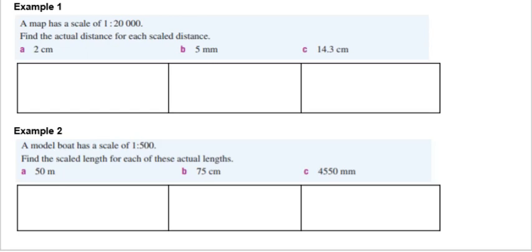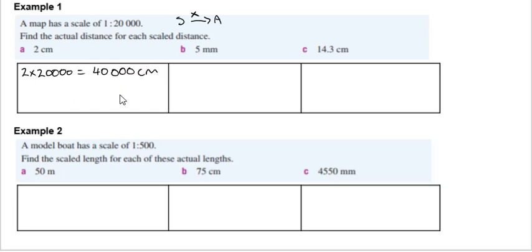Example 1 says a map has a scale of 1 to 20,000. Find the actual distances of each of the scale distances. So we're going from scaled to actual, so we're timesing these ones by the scale factor, or the scale ratio, which is 20,000. So 2 times 20,000 equals 40,000. The units is centimetres.